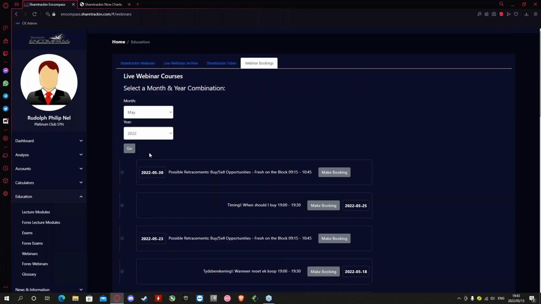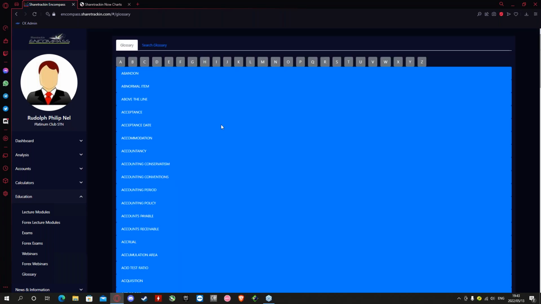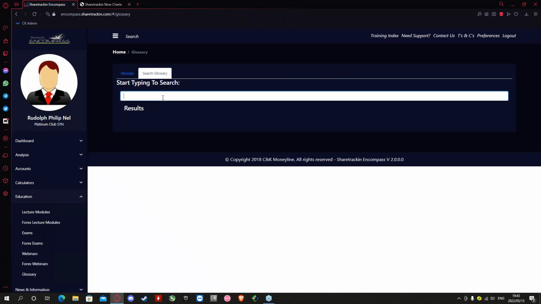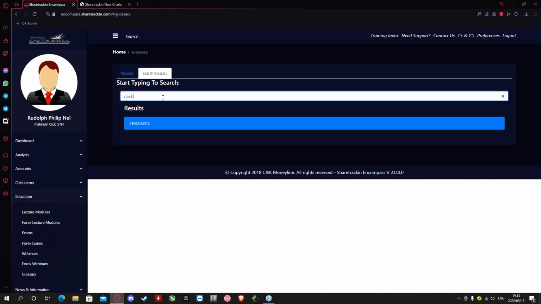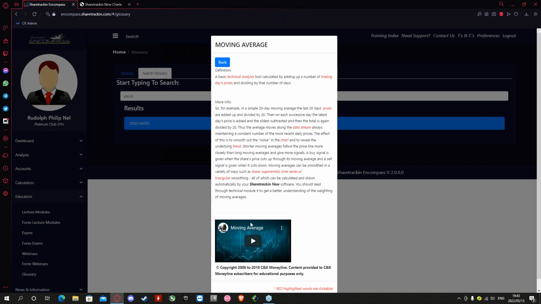And then next would be your glossary. For any words or terms that you don't understand on the software, or anything that you read in a newspaper to do with trading, you can go and search up the words. If, for instance, you don't understand what stochastic is, you can go to search glossary, type in the word, click on the word, and it'll give you a description of that word. So a definition with a little bit more information. And some of these words, if you click on them, like moving average, it will give you the definition, with some of them even a video that you can go and watch on that specific word.